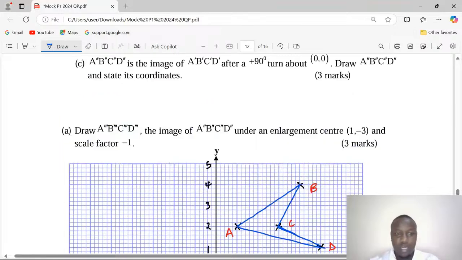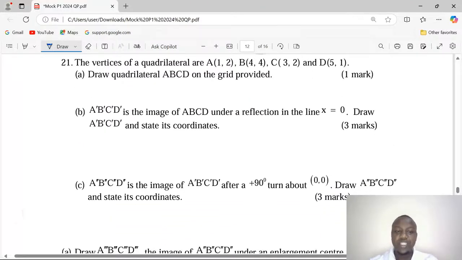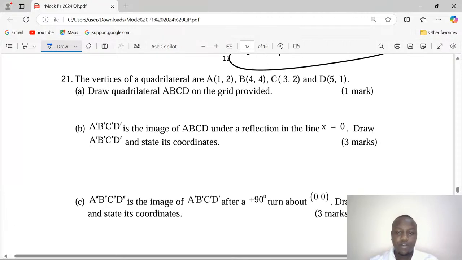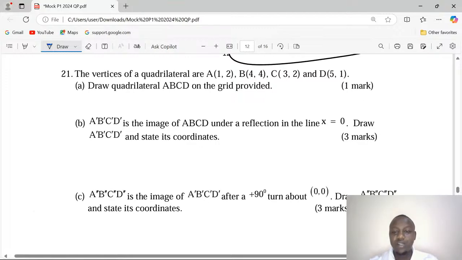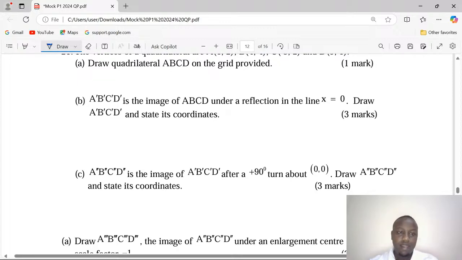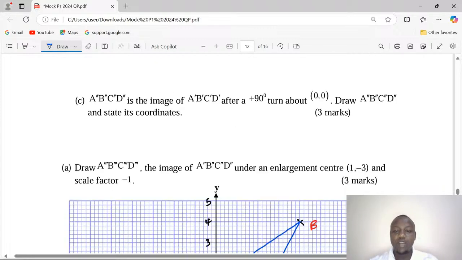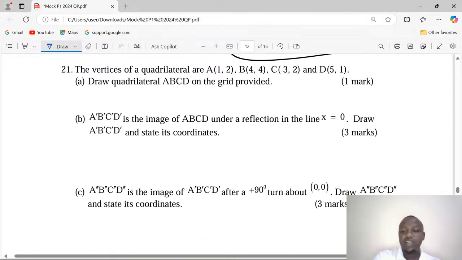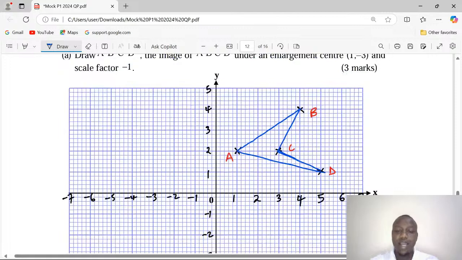Now with the quadrilateral like that, we check what part B is demanding. We are told that A'B'C'D' is the image of ABCD under a reflection in the line x equals 0. Draw the image and state its coordinates. The mirror line for the reflection is x equals 0. This is another name of the y-axis. Line x equals 0 is the y-axis.